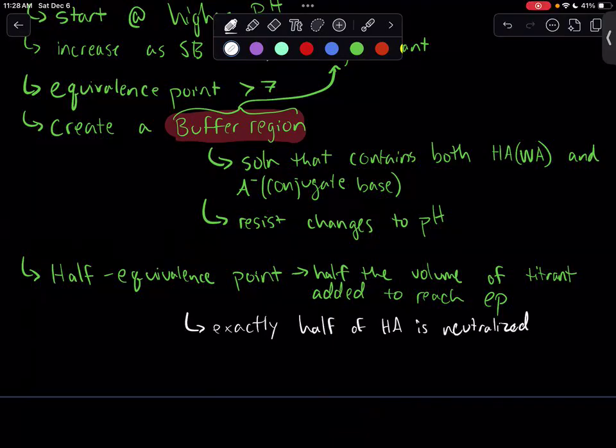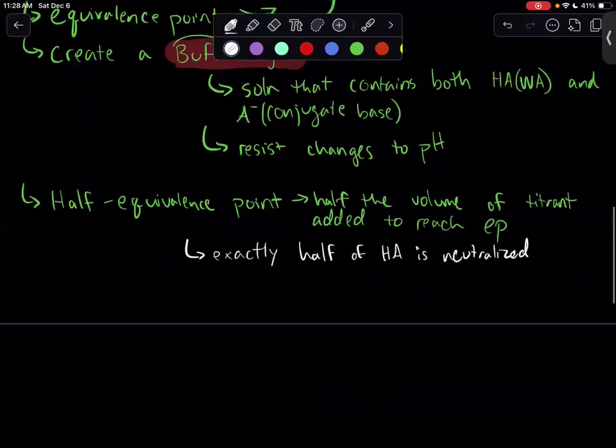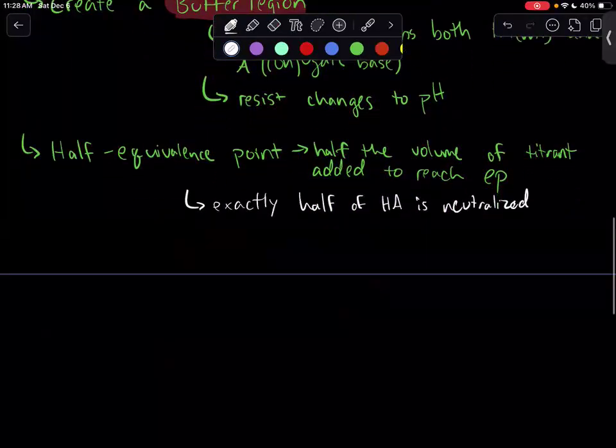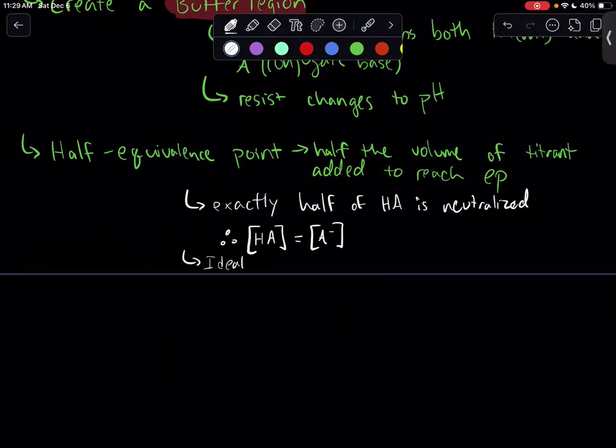Now, the reason this is important is because for a weak acid, when we neutralize half of it, based on the low Ka values of a weak acid, what that actually ends up meaning is that the concentration of our acid is pretty equivalent to the concentration of our conjugate base. So we can calculate our conjugate base from that, as well as the hydronium concentration, which has been neutralized. So this is what we actually call an ideal buffer as well. So the property of the buffer region is most perfect at the half equivalence point.